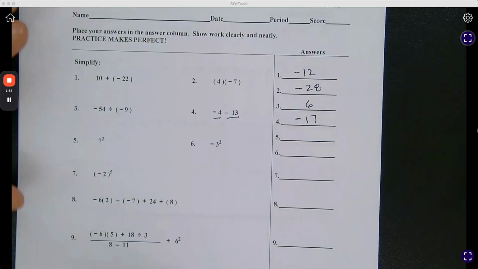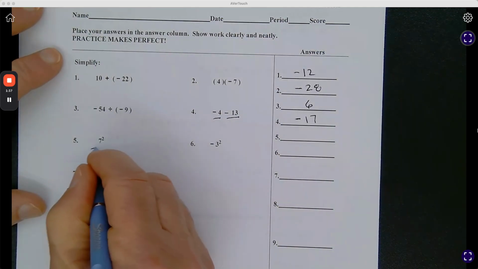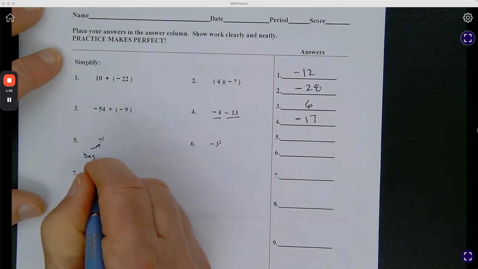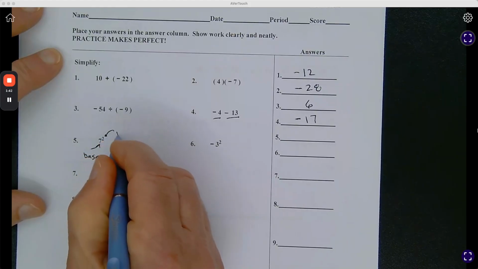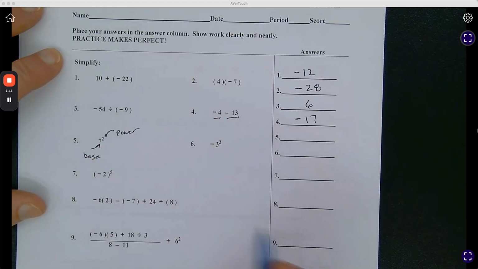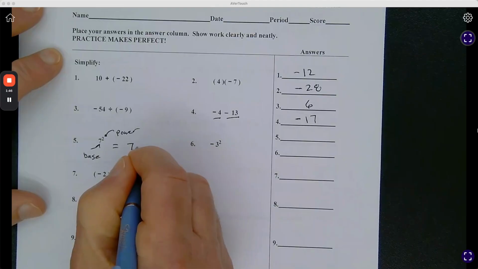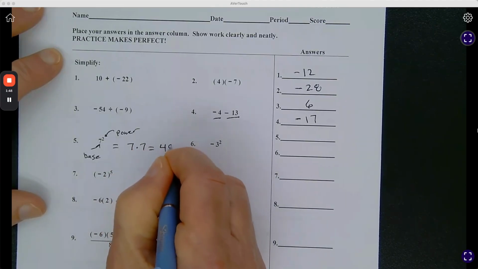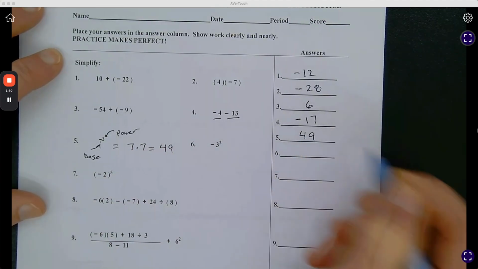This is a base raised to a power. The base is 7, and the power is 2. We also call that an exponent. This means you take the base and multiply it by itself exponent times, like that.